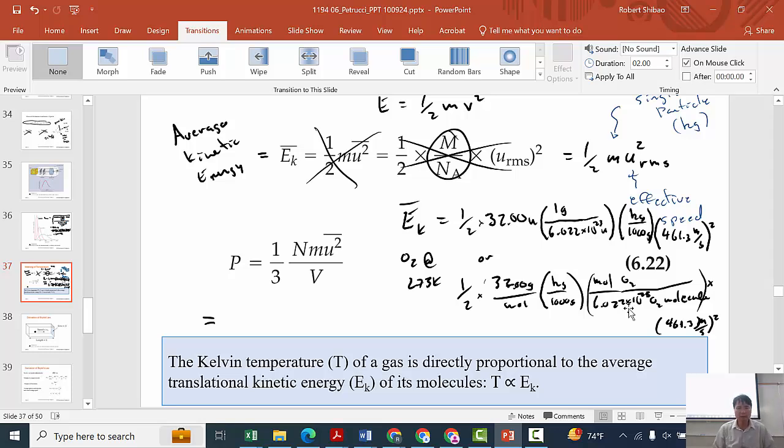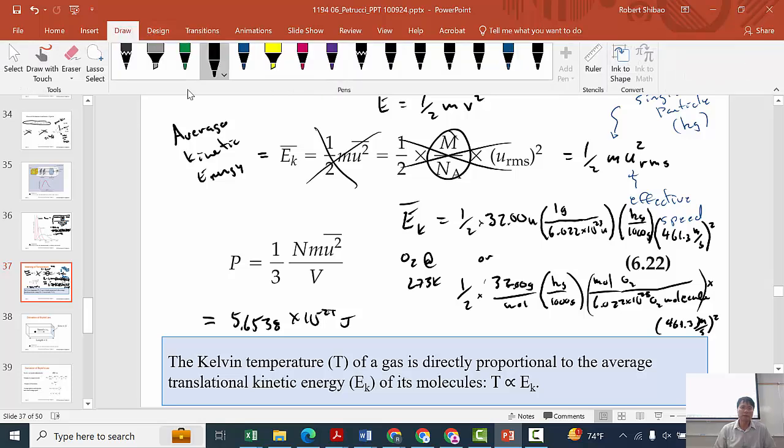And so assuming I did the calculation correctly, I get 5.6538 times 10 to the minus 21 joules. Joules is a kilogram meter squared per second squared. If you look at this, this is a very small number. Ten to the minus 21 is a very small number of joules. But you have to recognize that this is joules per molecule.